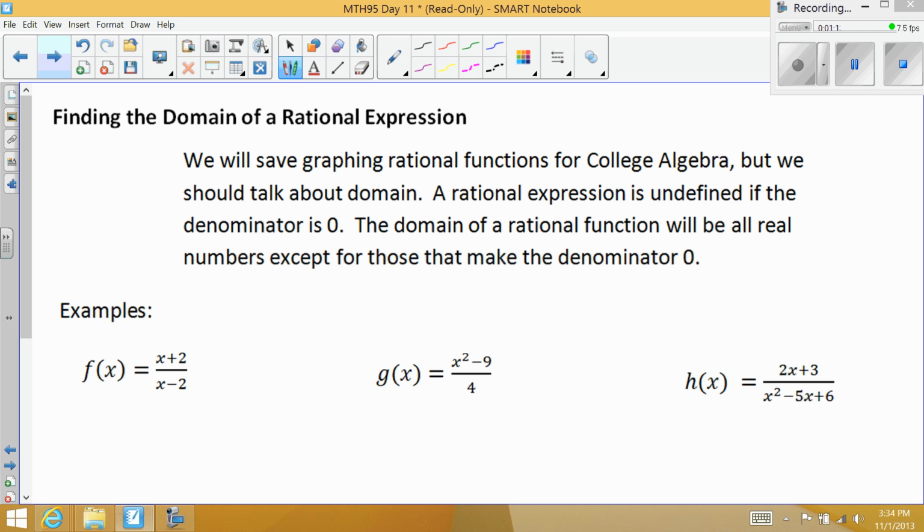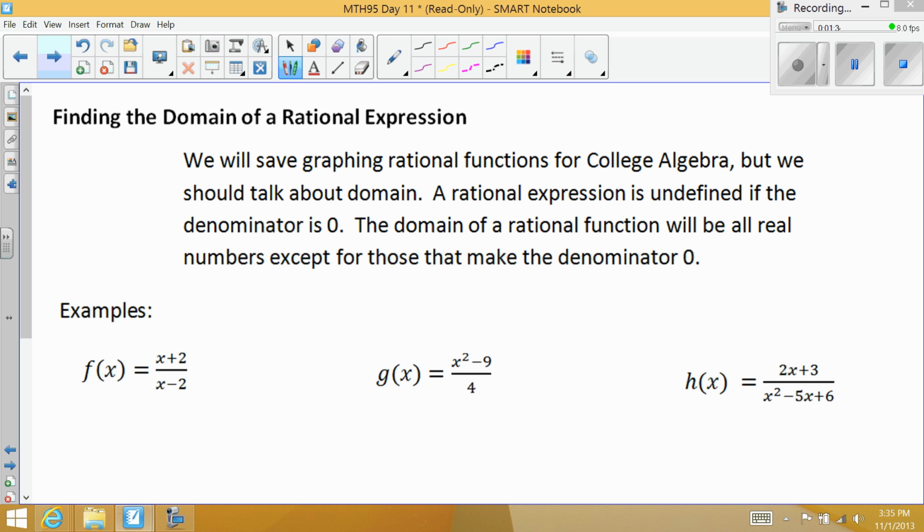Okay, so graphing rational functions is a topic we're going to save for college algebra, but we should talk about the domain. A rational expression is undefined if the denominator is 0. You remember we cannot divide by 0. So the domain of a rational function will be all real numbers except for those that make the denominator 0. So what we worry about is the denominator being 0.